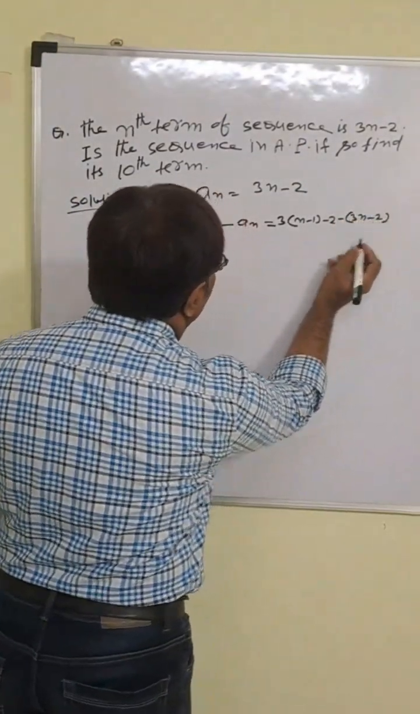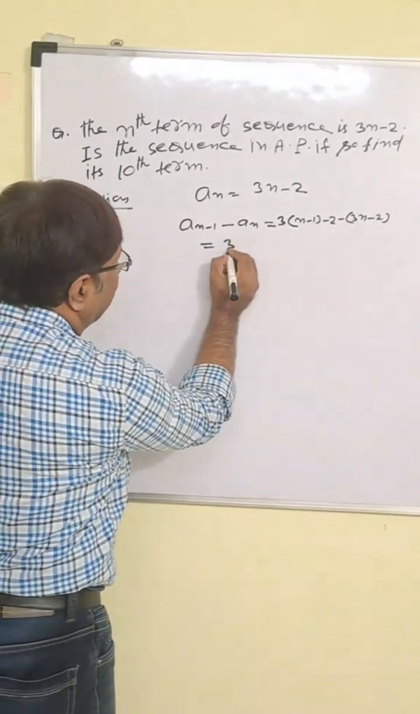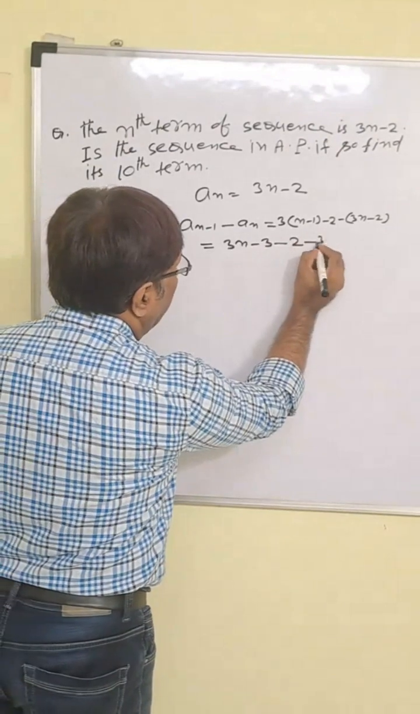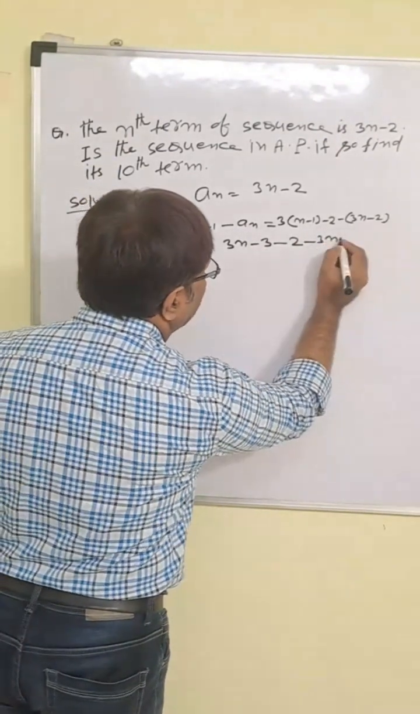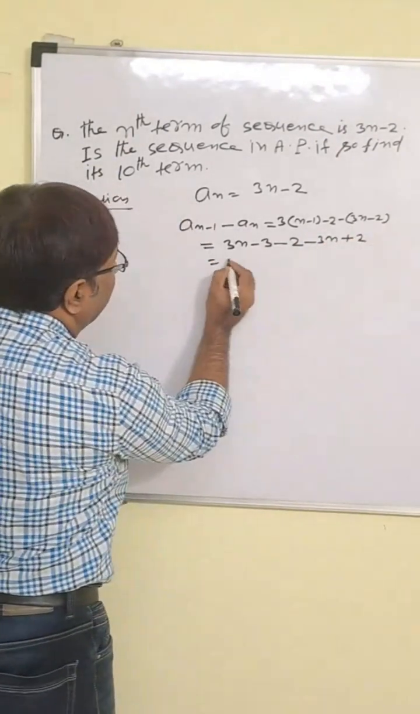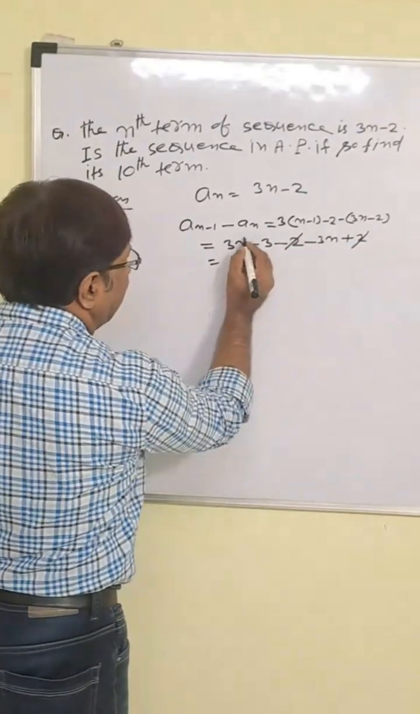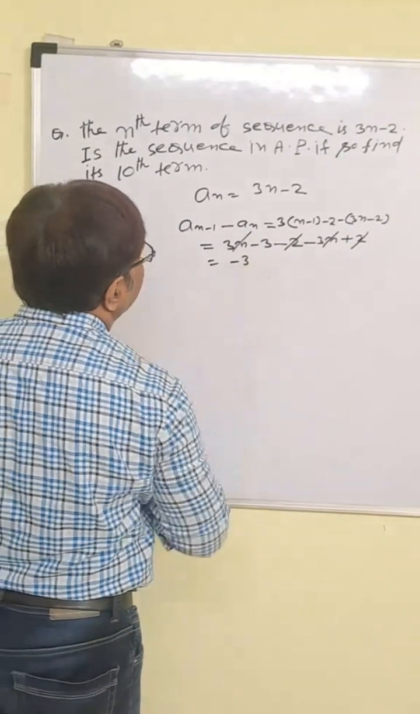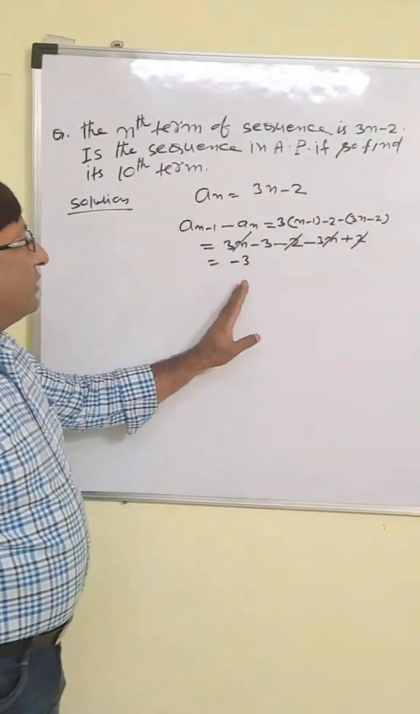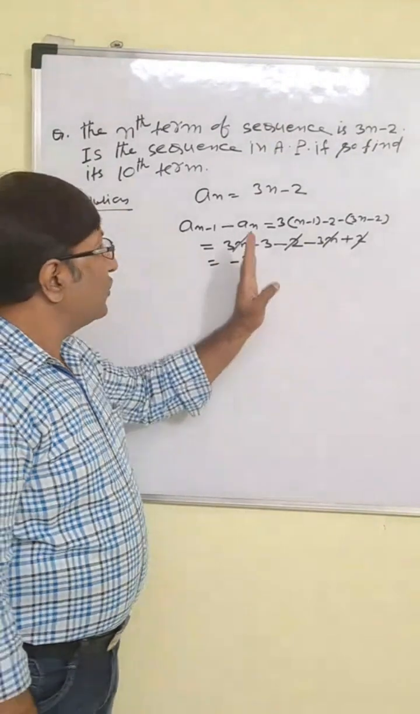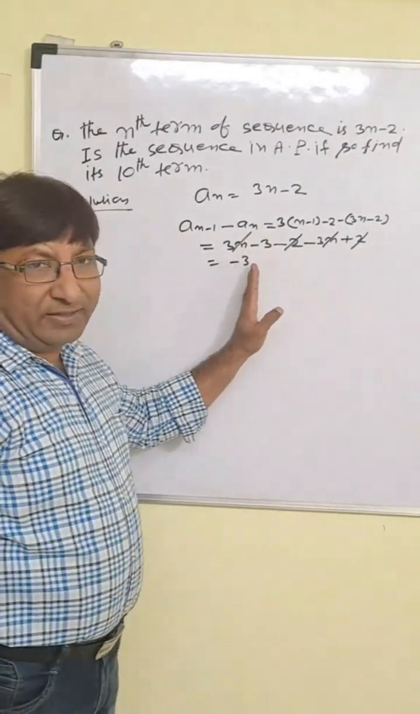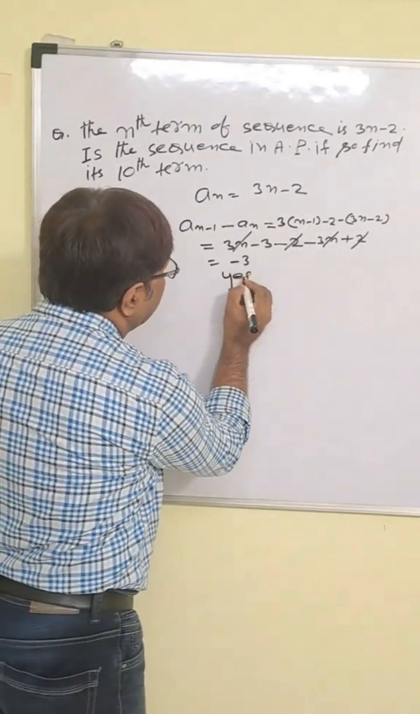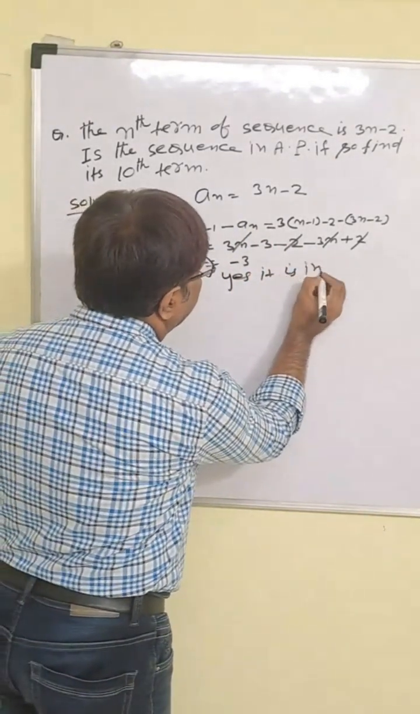3n minus 2. When we solve this, 3 into n, 3n minus 3 minus 2 minus 3n plus 2. The minus 2 and plus 2 cancel, and the 3n and 3n cancel. So this is minus 3. So it is a constant term, that is negative. Minus 3 is the constant term, so it is in AP. So the answer is: yes, it is in AP.